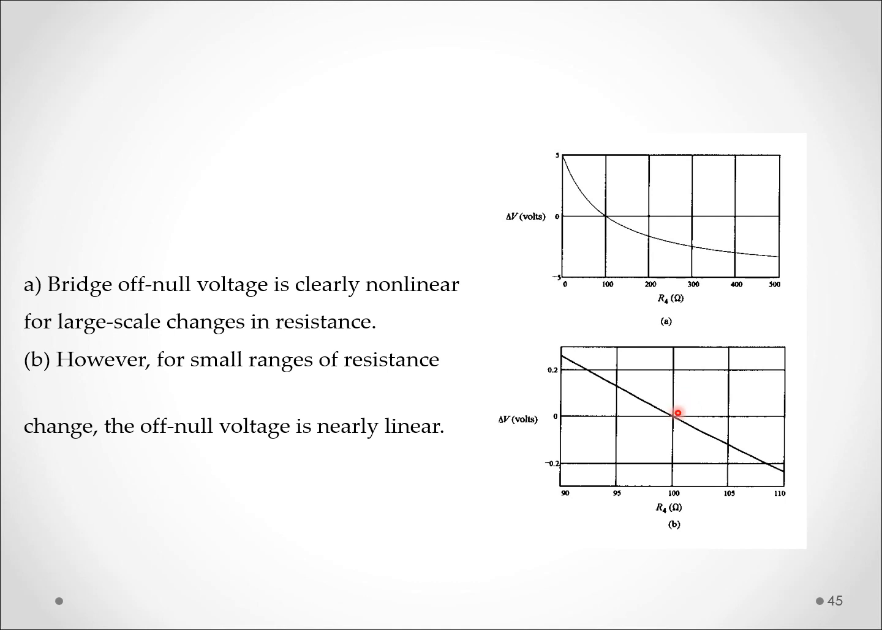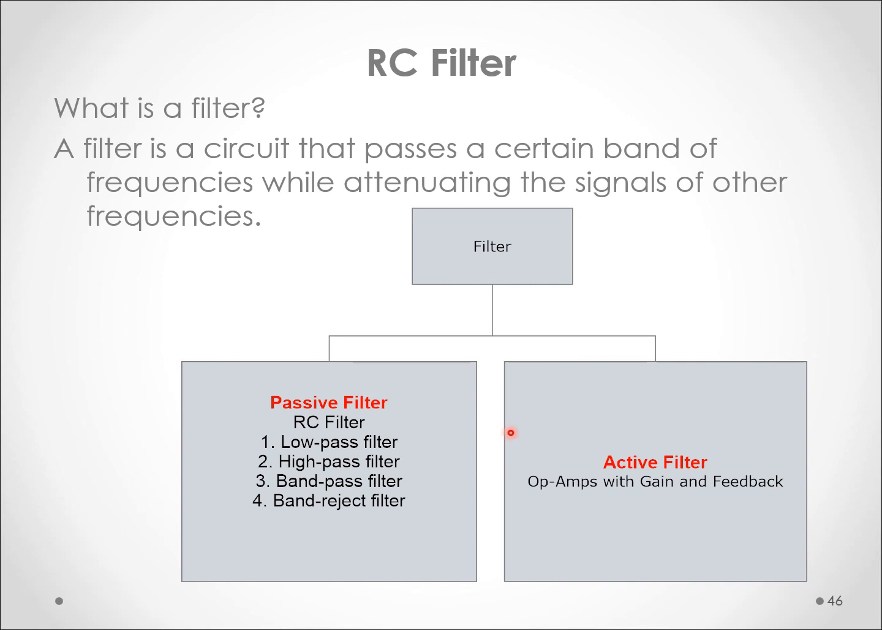It's filled with a mix of signals, each with its own frequency. But what if we only wanted to hear a specific part of this symphony? A filter is a circuit that passes a certain band of frequencies while attenuating the signals of other frequencies.